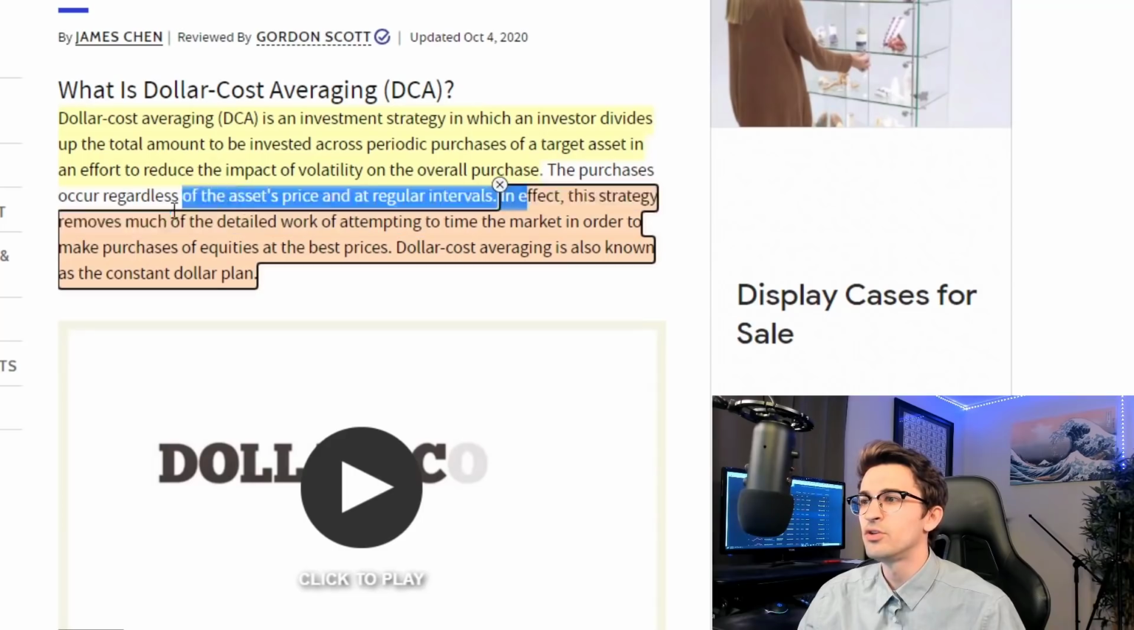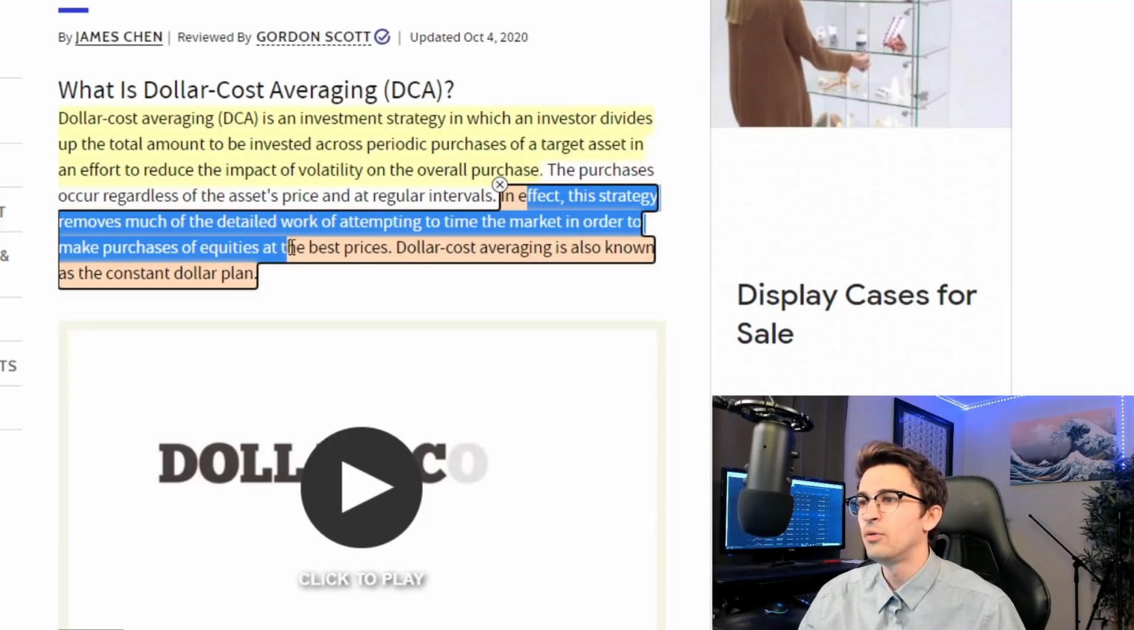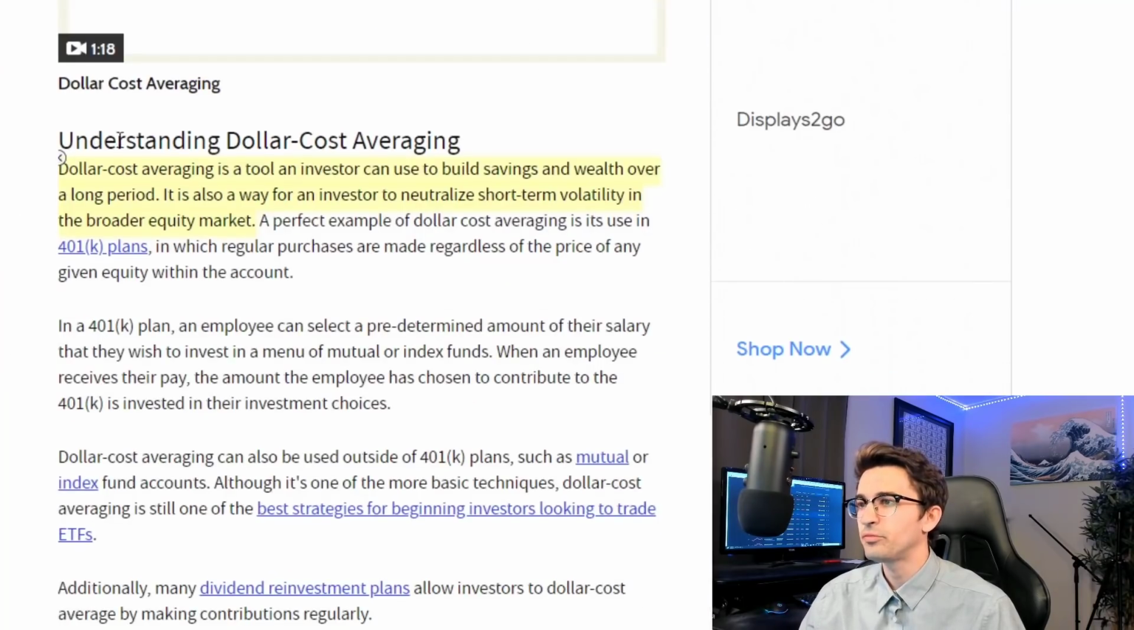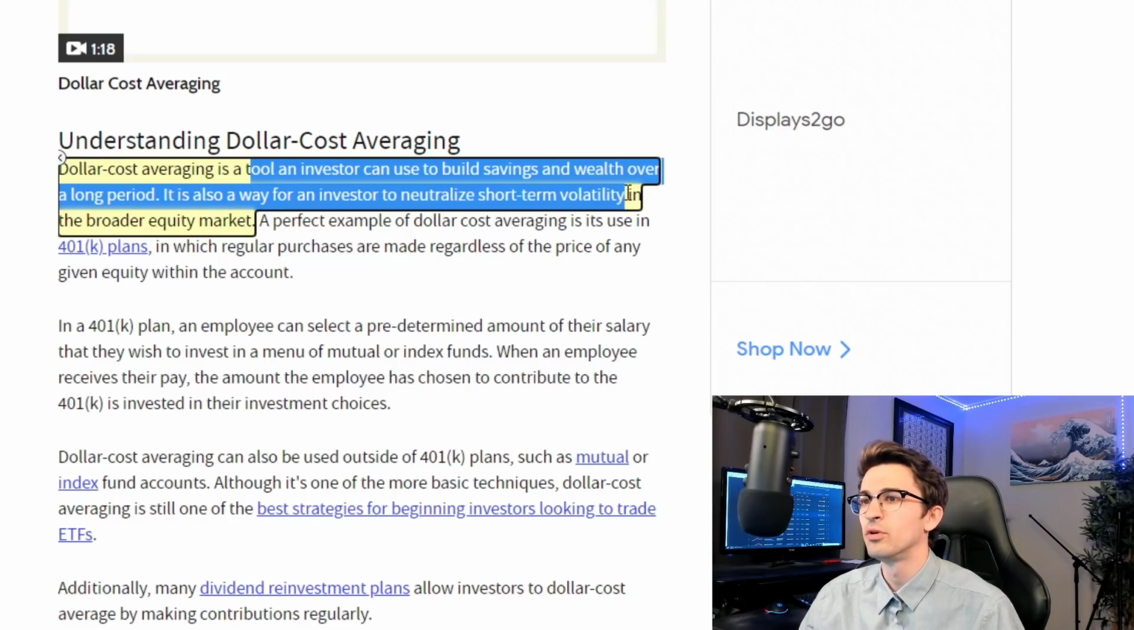So in effect, this strategy removes much of the detailed work of attempting to time the market in order to make purchases of equities at the best prices. Dollar cost averaging is also known as the constant dollar plan. So understanding dollar cost averaging here, it is a tool an investor can use to build savings and wealth over a long period of time. It is also a way for an investor to neutralize short-term volatility in the broader equity market.